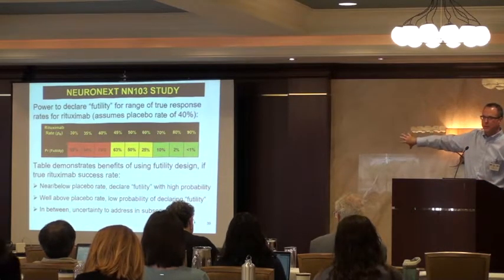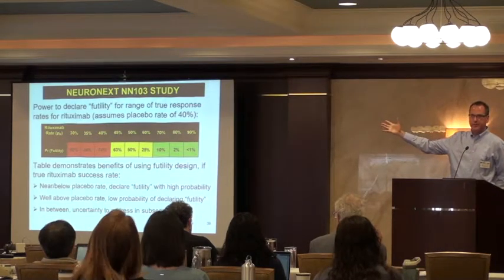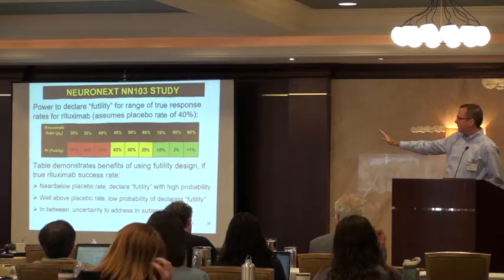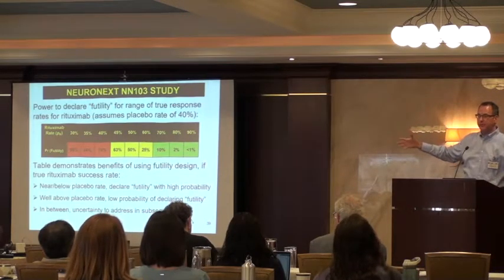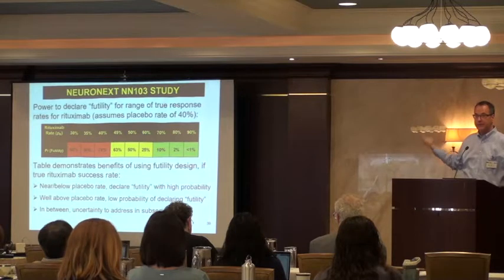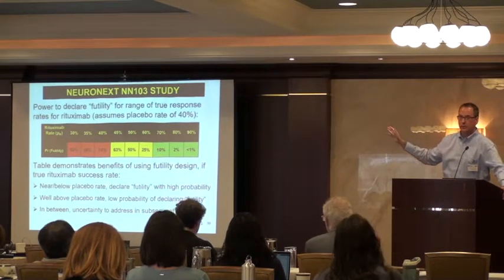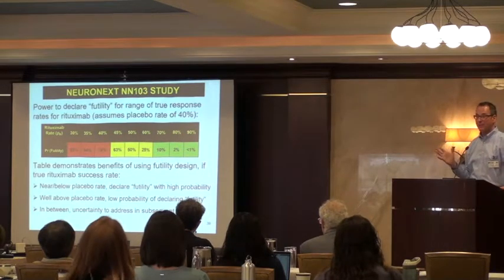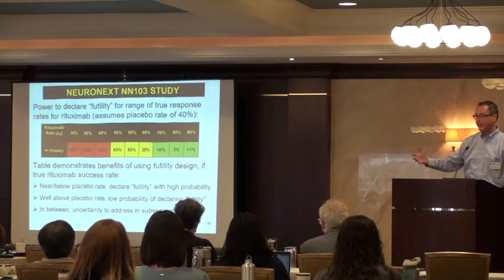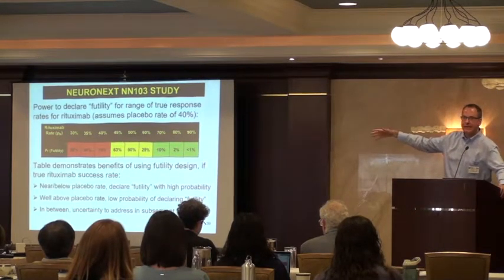So with an alpha of 0.1, you can see here that assuming the placebo rate is 40%, if the rituximab rate is 70% or higher, that's the green region that you see here. The probability of declaring futility when that's true is 10% or less, right? That's our type 1 error. That's what we want. If it's 40% or lower, that would be the situation where the treatment group is the same or worse than placebo, and we want to declare futility when that's the case. That's the red region, which is in the 70, 80, 90% range.